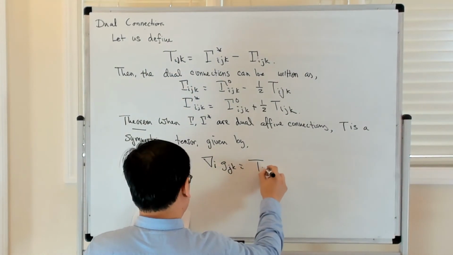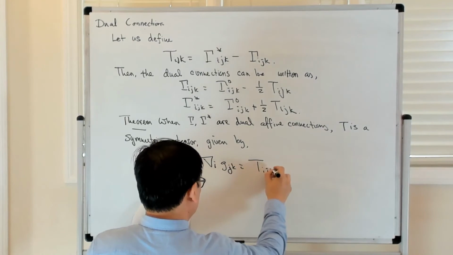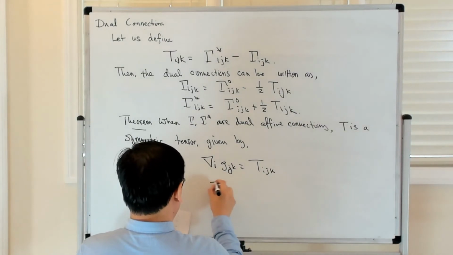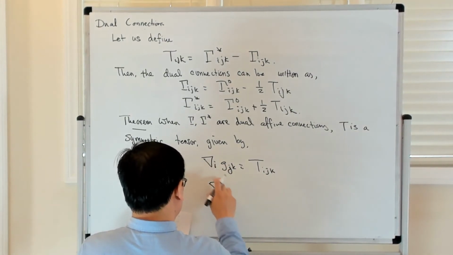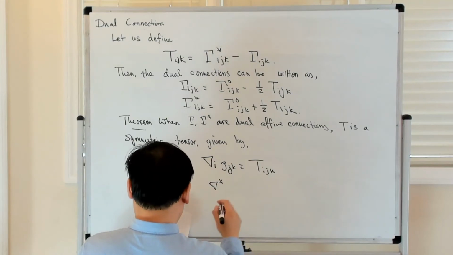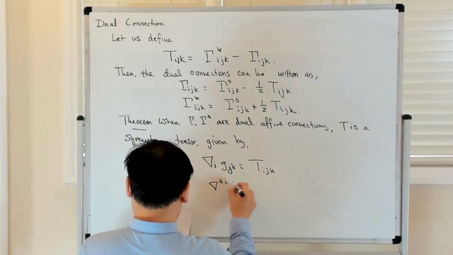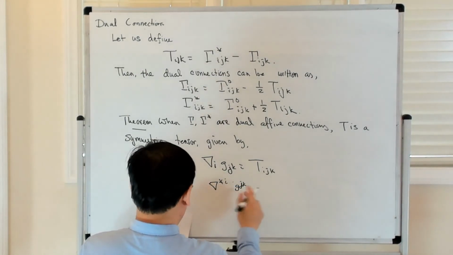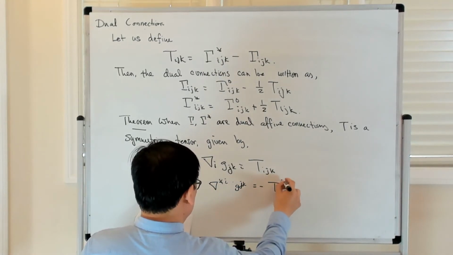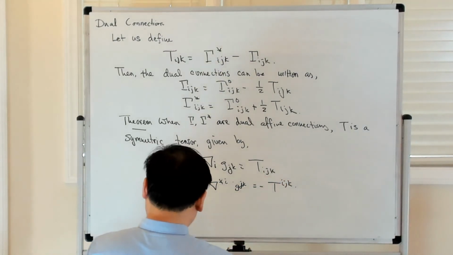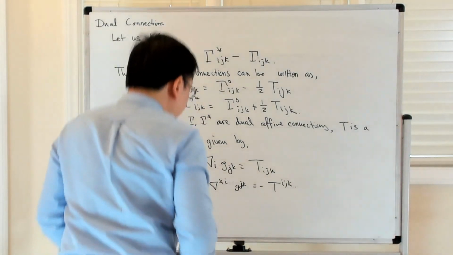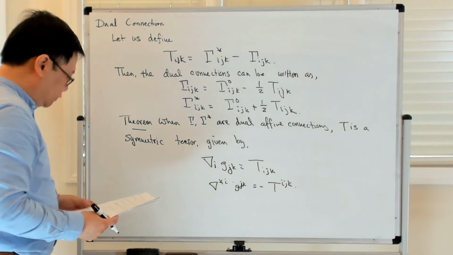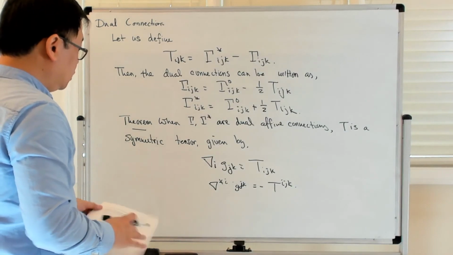So if you take the covariant derivative of the metric with respect to the first connection, you get this tensor. And if you take the covariant derivative with respect to the dual connection, you get minus T_ijk. All right. So I'm not going to prove this, but this proof is discussed in the book. It's really a calculation, if you will.